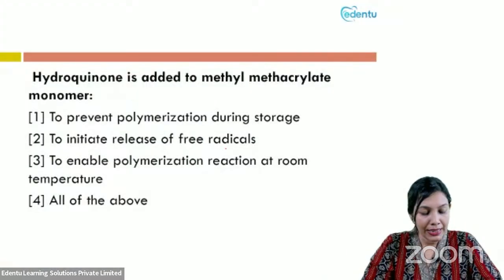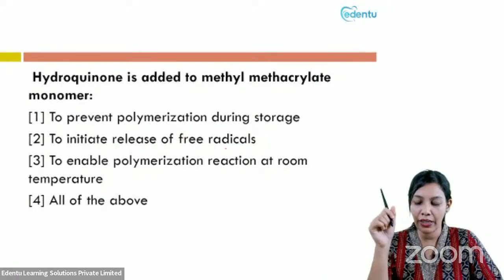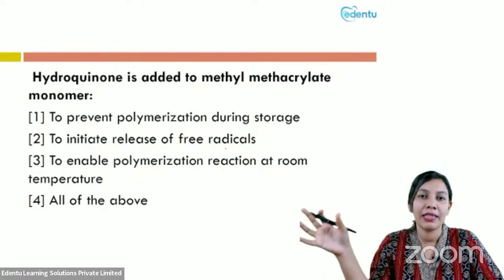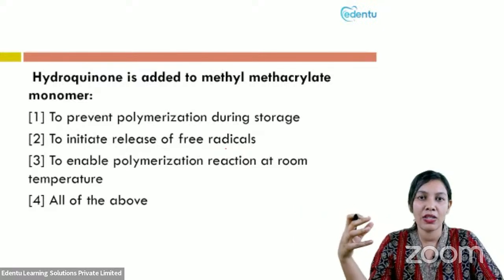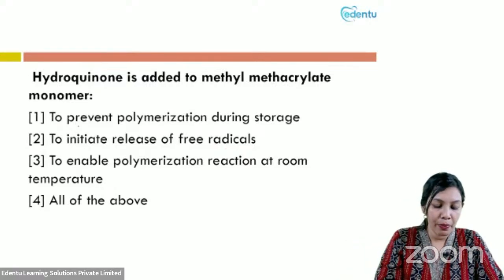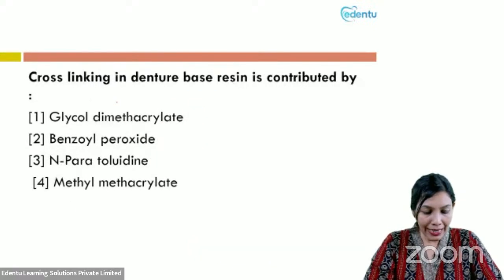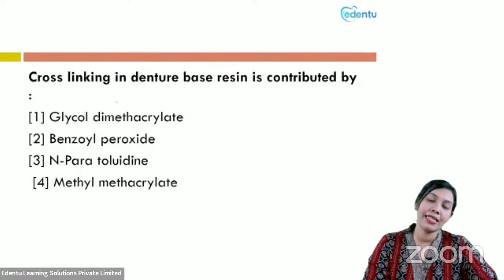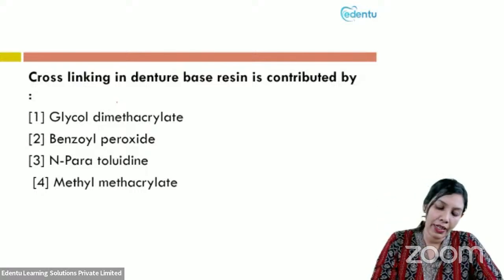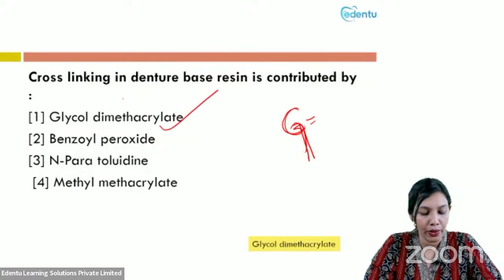So the question is, hydroquinone is added to methyl methacrylate monomer. This is the only thing for which I haven't given any code. As I said, whenever the bottle is kept separately, sometimes the monomer has a tendency to start polymerization. So the answer is, to prevent polymerization during storage, hydroquinone, right? Cross-linking in denture base is contributed by a material; you can remember it as C is equal to G, so it is glycol dimethacrylate. Hope you understood.